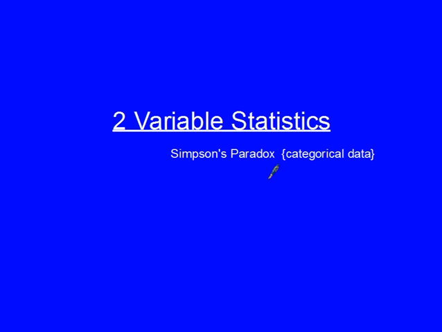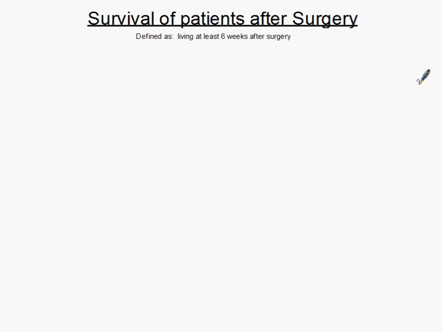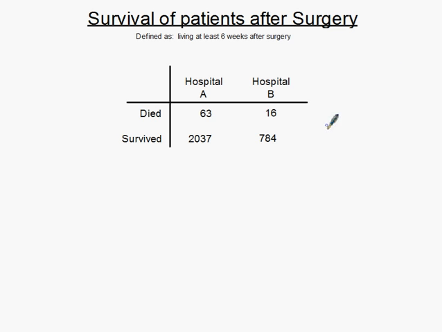Now we get to talk about a really cool thing called Simpson's paradox, and this is again for categorical data. Here's an example. We can talk about the survival of patients after surgery, defined as living at least 6 weeks. So here's a two-way table. We have hospital A, and 63 patients died. Hospital B, only 16 patients died, but as you can see, hospital B has fewer patients.